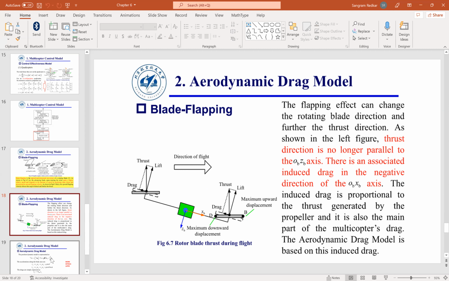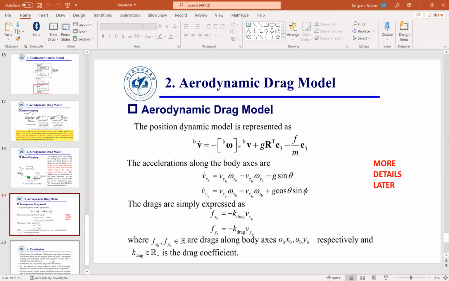For small quads, that flapping can be ignored. But if you are looking at the big helicopters, you cannot ignore the blade flapping. The next part is, I just want to tell you that these are the basic equations. When you have a flying aerial vehicle, you are going to have some sort of aerodynamic effects. What do I mean by aerodynamic effects? As the aircraft is flying through the air, the air is going to resist its motion. Air is going to provide some sort of drag, and that aerodynamic drag needs to be compensated or somehow taken into account by the propulsor system.